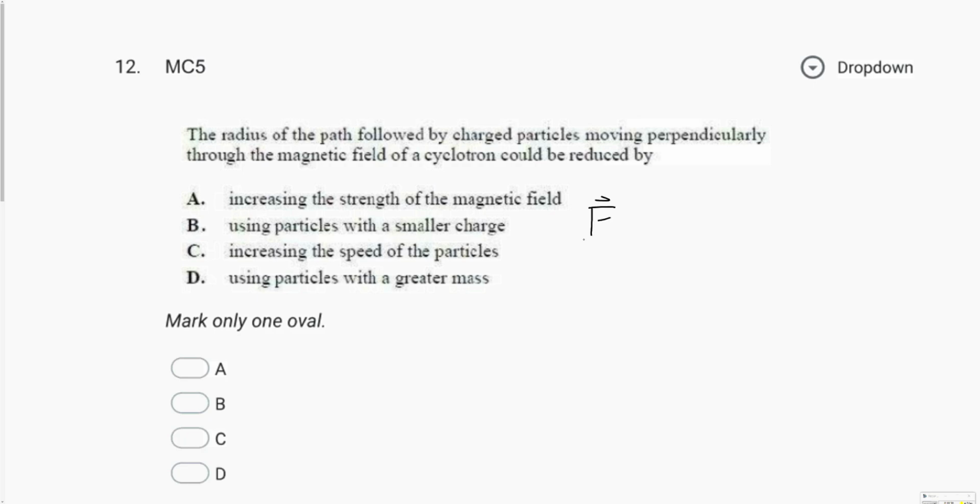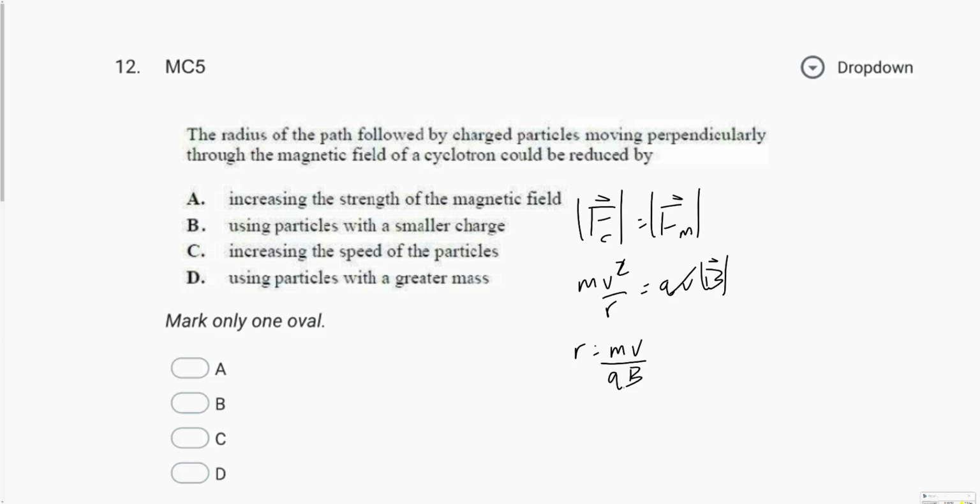We want to find a relationship between radius and all these other variables. A charged particle going in a magnetic field goes in a circle. So let's find that relationship with this equation. The B's cancel. R is equal to mV over qB. As B goes down, R goes up.